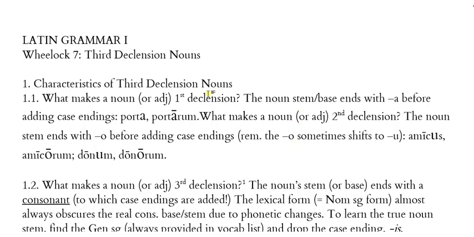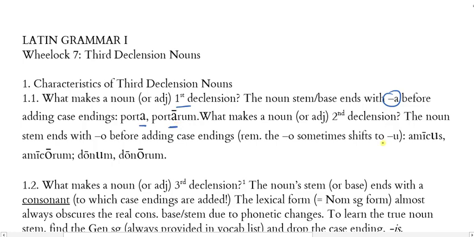But let's just remind ourselves of the characteristics of third declension nouns compared to first and second declension nouns. What makes a noun a first declension noun? If you remember from our earlier chapters, if the noun stem or the noun base ends with an A before the case endings are added, it is a first declension noun, and these are generally feminine. So, porta, the word for gate or door, and portarum, there's that A vowel that we are accustomed to seeing with first declension.